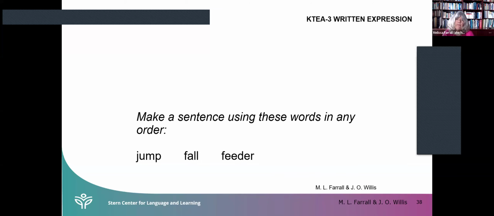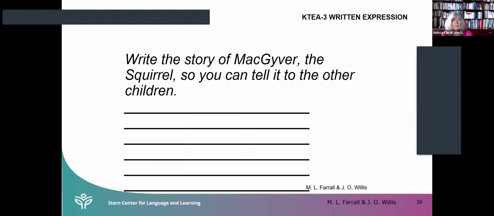Then we're going to ask kids, make a sentence using these words in any order. So now we're getting into sentence formulation. And these words will require, I'm trying to think, the squirrel, in the fall, the squirrel will jump on the feeder, would kind of do it, right? But you might come up with something very different.